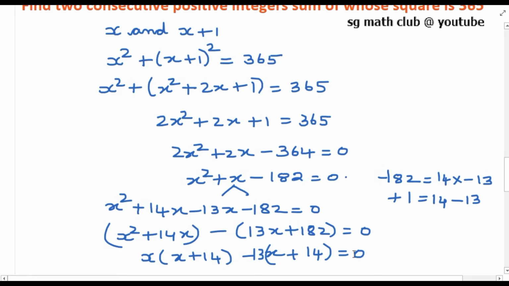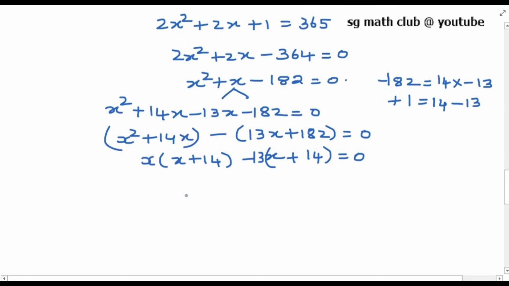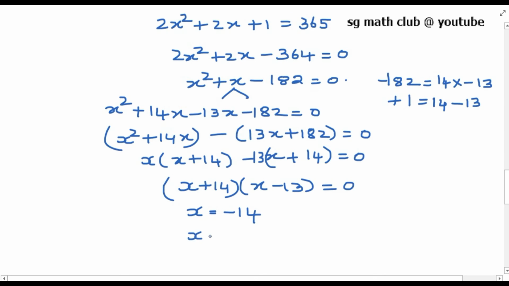So x plus 14 is common. So I can write x plus 14 into x minus 13 equal to 0. So x is minus 14 and x is plus 13. So the consecutive numbers are 13 and 14. We can take the consecutive numbers as 13 and 14.